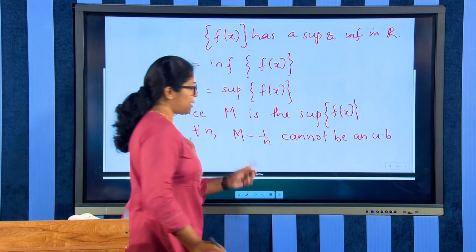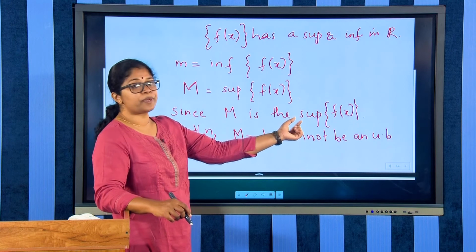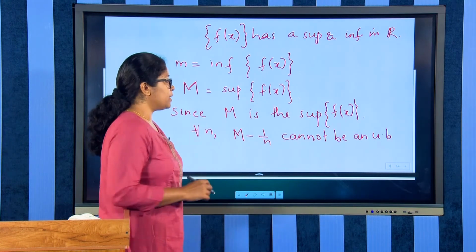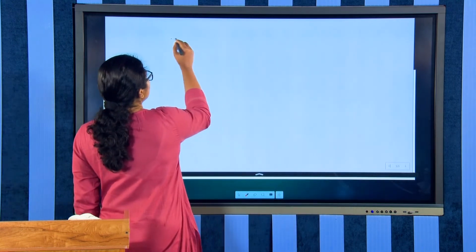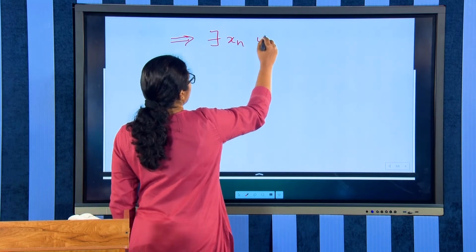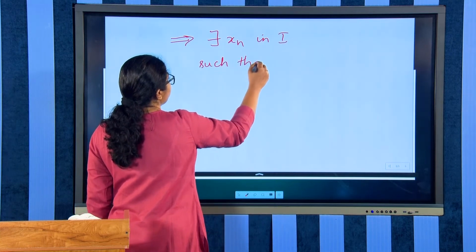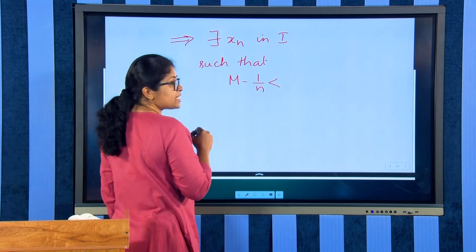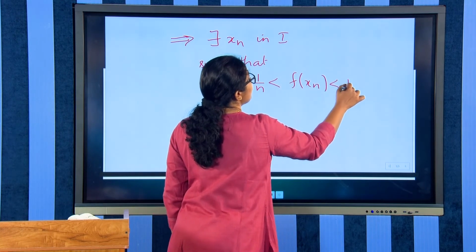Why? Because m minus 1 by n is definitely less than m, and because m is the supremum or least upper bound, m minus 1 by n cannot be an upper bound of this set of f of x. So that shows that there exists some point xn in I such that m minus 1 by n is strictly less than f of xn, which is less than m.